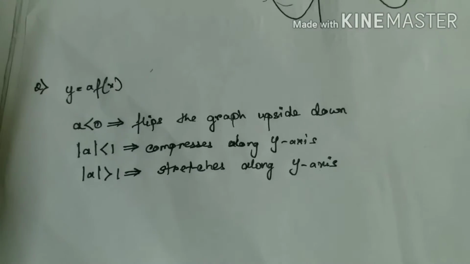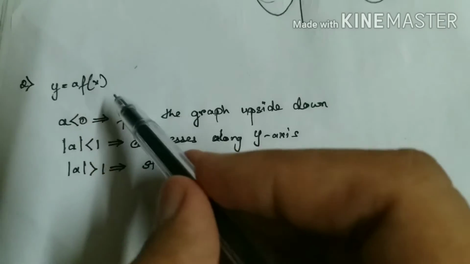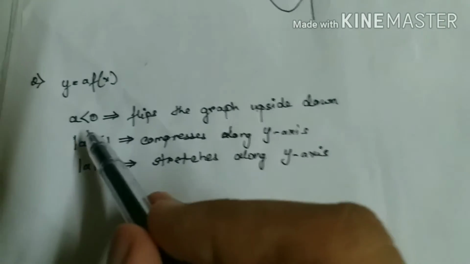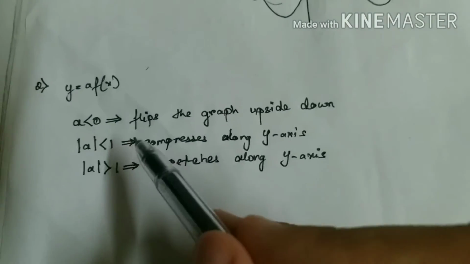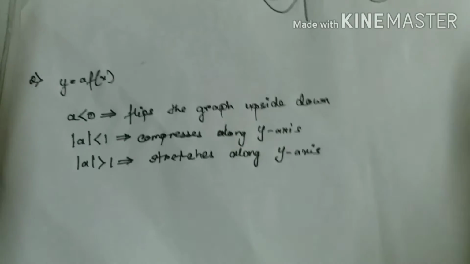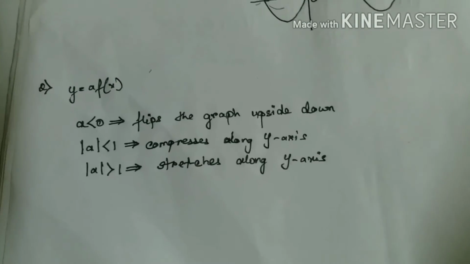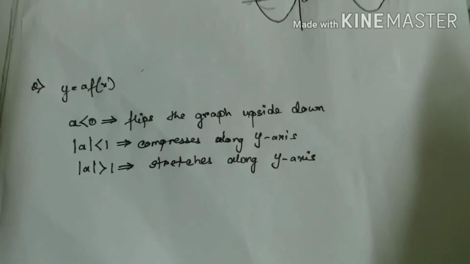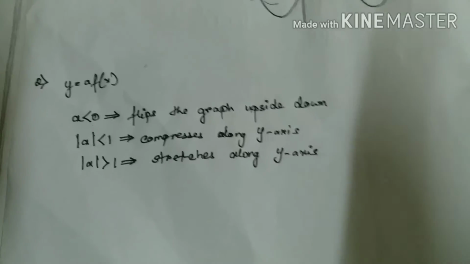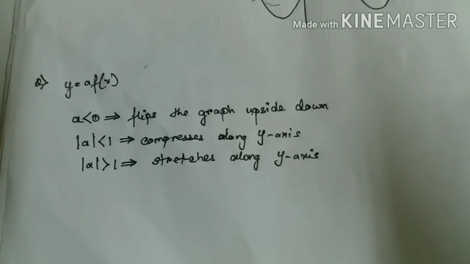So now the second case here, y is equal to a into f(x). Here also remember these three situations. If a is lesser than 0, flip the graph upside down. If mod a is lesser than 1, compress the graph along the y-axis. If mod a is greater than 1, stretch the graph along the y-axis.